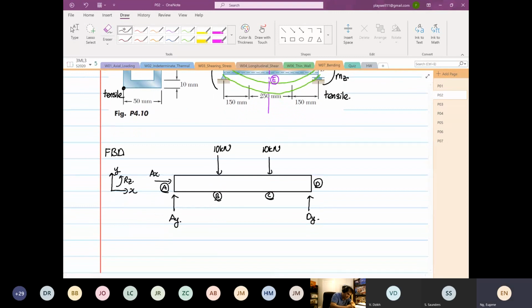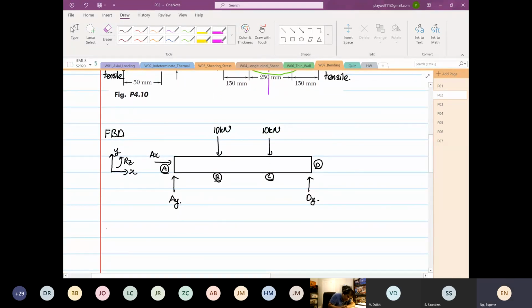Okay, so we're going to do static analysis first. We're going to carry out static analysis. Okay, so we are going to call summation of moment Z at point A.